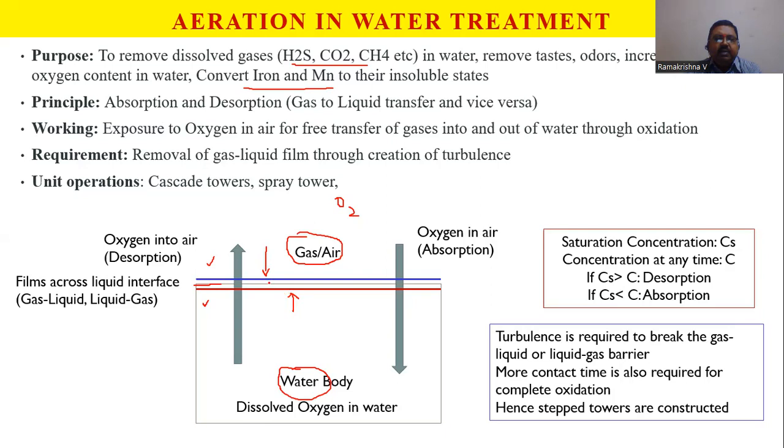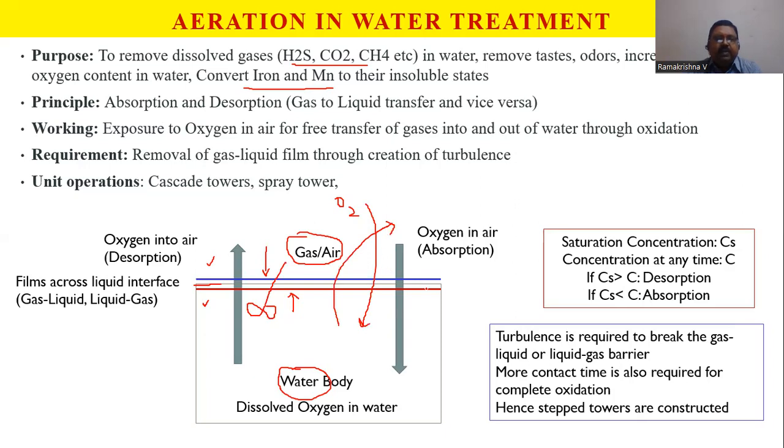Unless these interface frictional layers are broken, you cannot allow these things to be converted. So what we are going to do is put some sort of turbulence by agitation of the surfaces. This agitation will give you the momentum transfer of the gas from the atmosphere outside to inside, or inside to outside. These things will be possible.